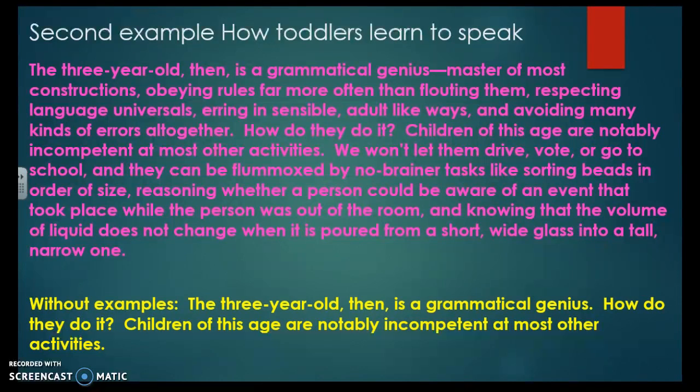The examples make the paragraph. If you didn't have them, it would basically be, the 3-year-old then is a grammatical genius. How do they do it? Children of this age are notably incompetent at most other tasks. You have to use specific examples to make your points.